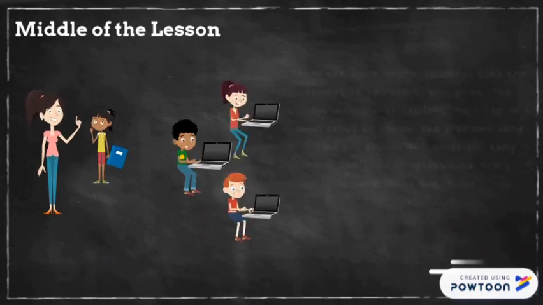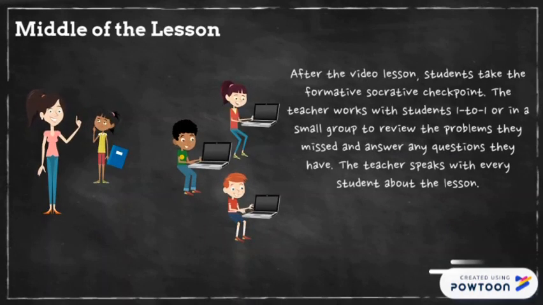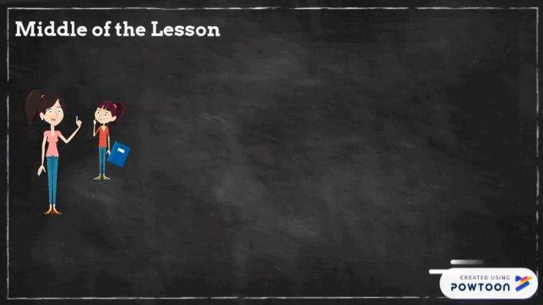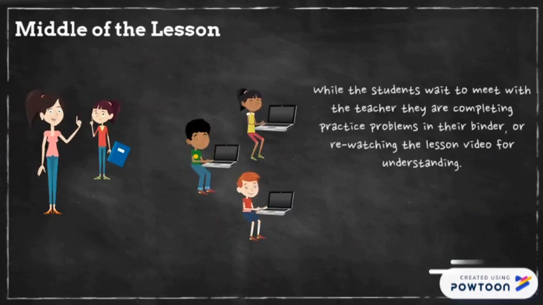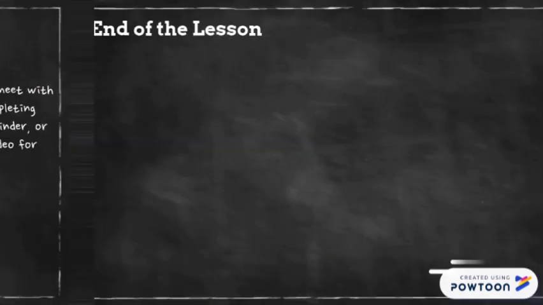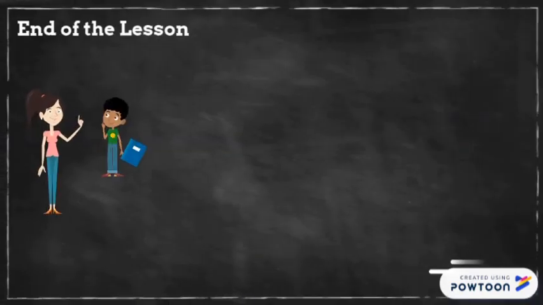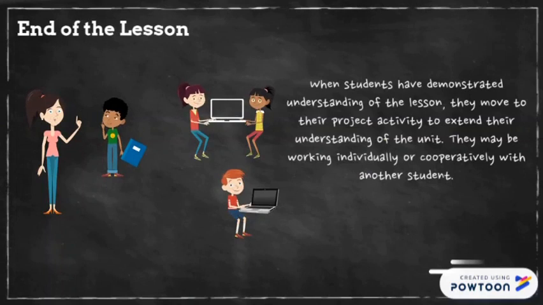In the middle of the lesson, after the video, students take their formative Socrative checkpoint, and the teacher works with students one-to-one or in small groups to review the problems that they missed and speaks to every student about the lesson. We want to make sure that each student is understanding the basics of the lesson before they move on. While the students are waiting to meet with the teacher, they're completing their practice problems in their binder or rewatching the lesson video for understanding. We want to make sure that time in between meeting with the teacher isn't dead time, that there's actually practice going on.